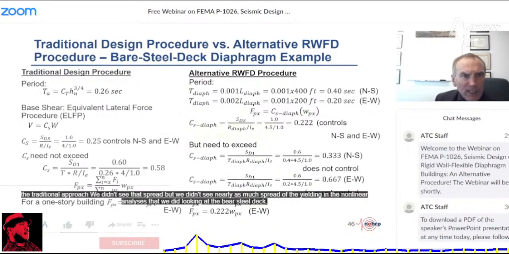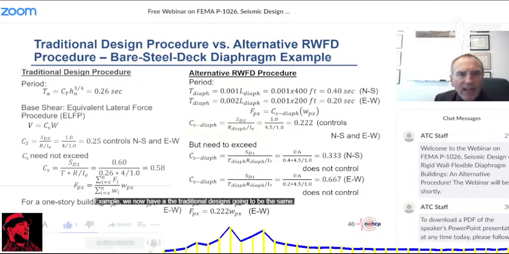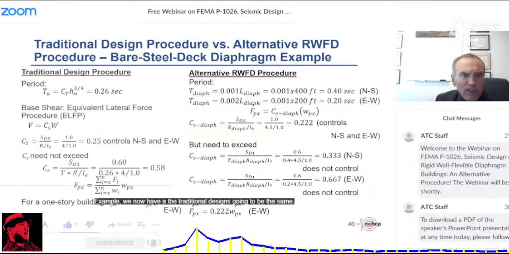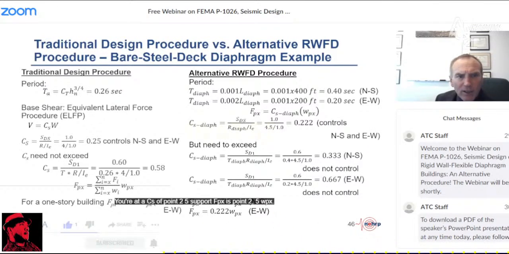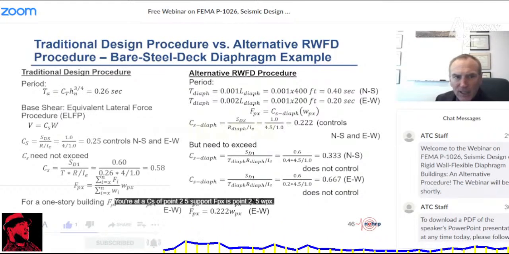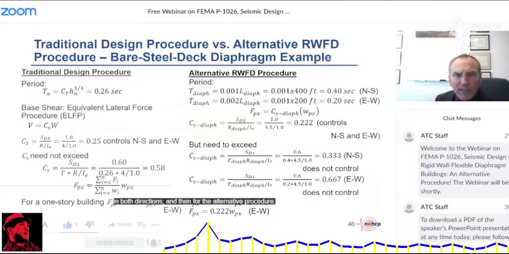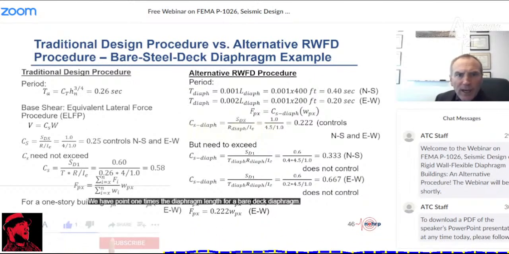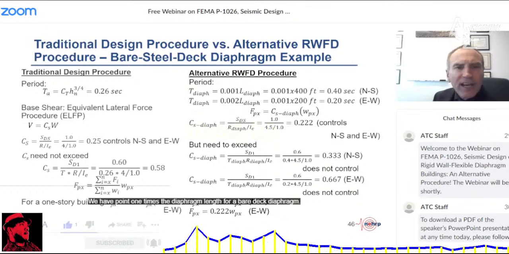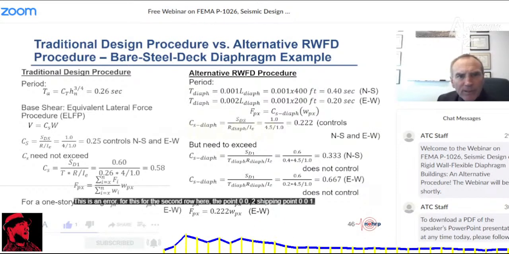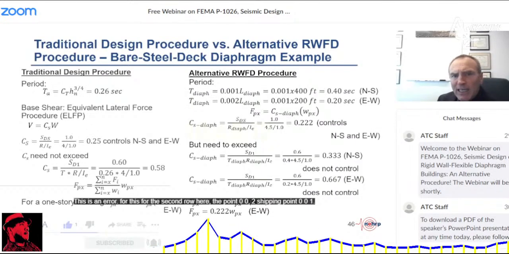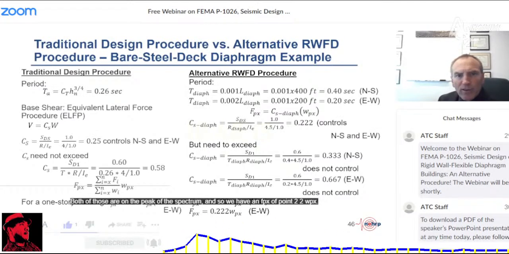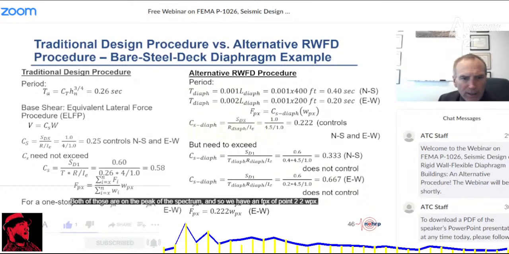Looking at the bare steel deck example, the traditional design is going to be the same. You're at a CS of 0.25, so FPX is 0.25 WPX in both directions. For the alternative procedure, we have 0.1 times the diaphragm length for a bare deck diaphragm. This is an error for the second row here. The 0.002 should be 0.001. So we end up with 0.4 seconds and 0.2 seconds. Both of those are on the peak of the spectrum, and so we have an FPX of 0.222 WPX.